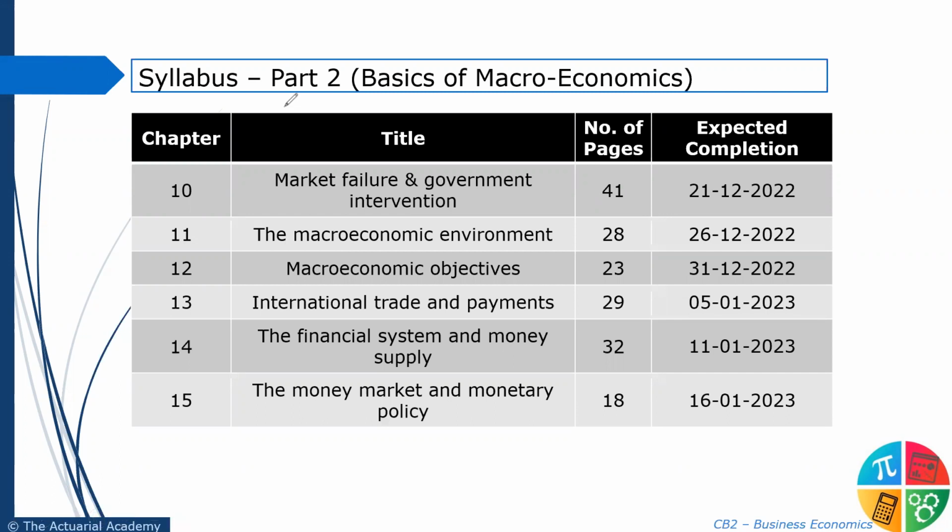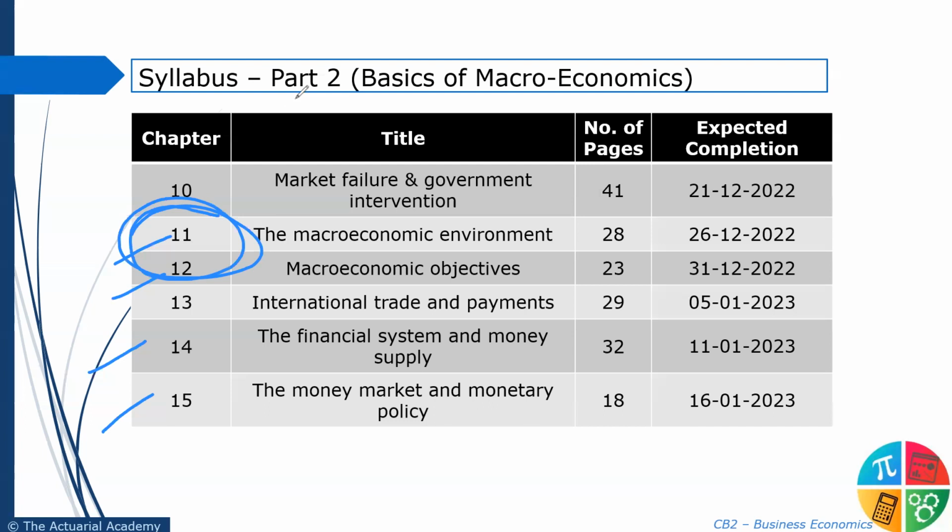We'll start with macroeconomic objectives, the environment and how it looks, international trade, how it happens and why two countries trade, the financial system, and the money market policies. Some of the basics of macroeconomics. Again, if you are from a commerce background, chapter numbers 11 and 12 would be a little bit easier for you, but these other chapters are completely new compared to our 11th and 12th portion or any other commerce portion wherever economics is present.